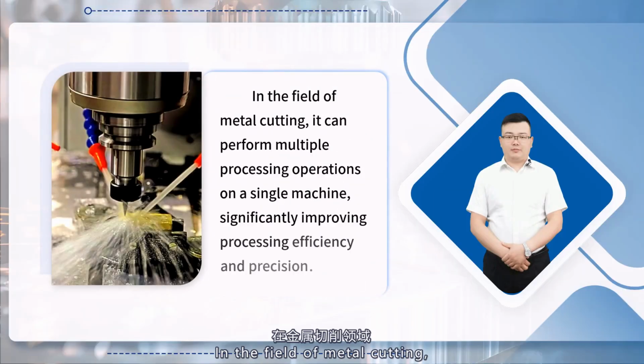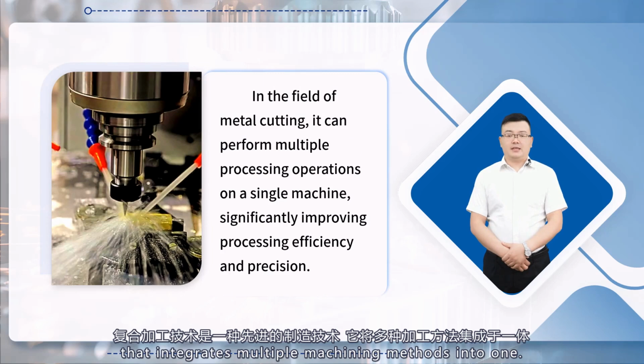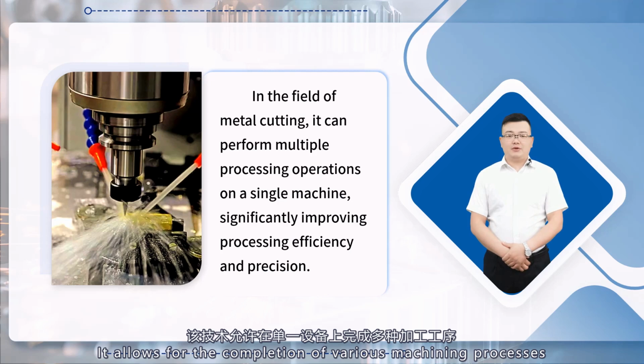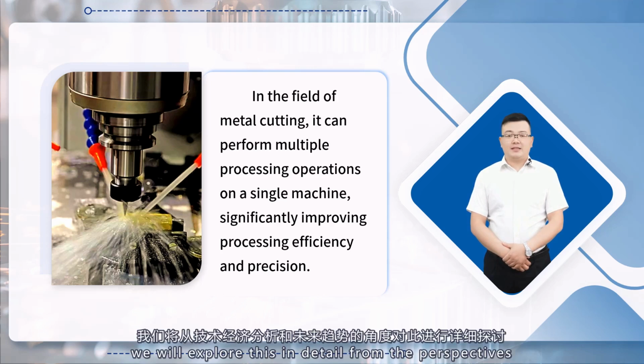In the field of metal cutting, composite machining technology is an advanced manufacturing technique that integrates multiple machining methods into one. It allows for the completion of various machining processes on a single piece of equipment, significantly enhancing both efficiency and precision. Next, we will explore this in detail from the perspectives of techno-economic analysis and future trends.